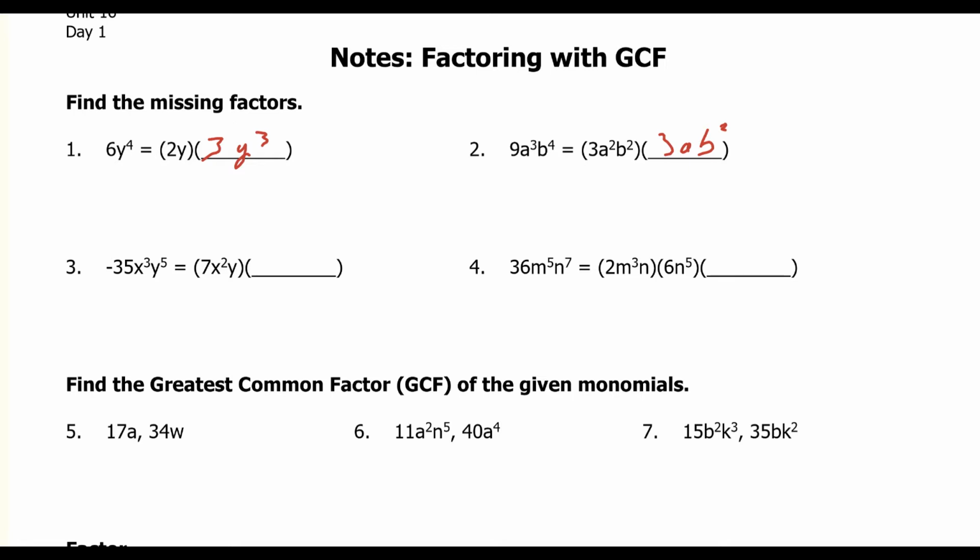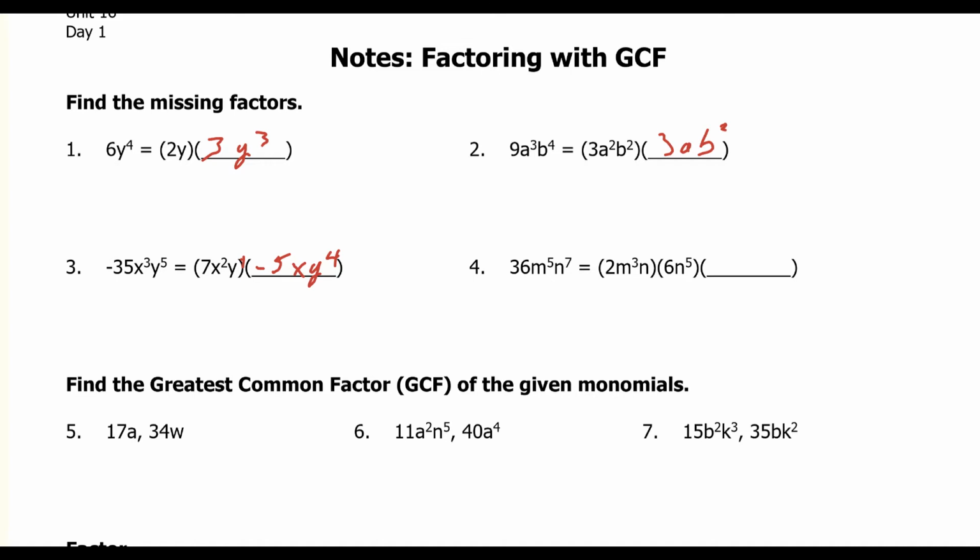Alright, now number 3, 7 times something, 7 times negative 5 equals negative 35. And then x squared times x is x to the third, y to the 1 times y to the fourth equals y to the fifth. So 7 times negative 5 is negative 35. X squared times x is x to the third. Y times y to the fourth is y to the fifth. And there we have it.